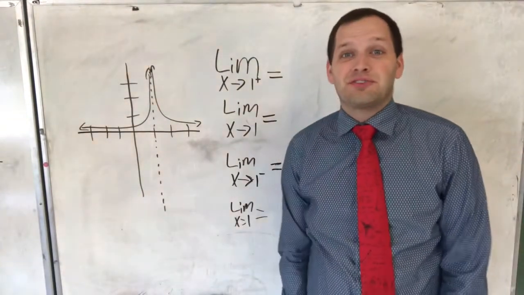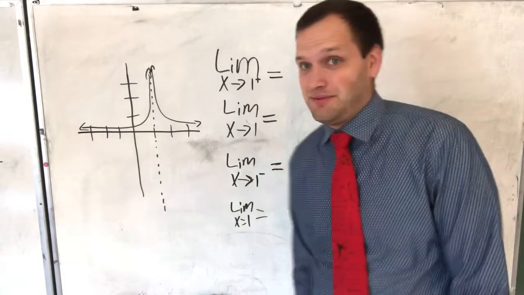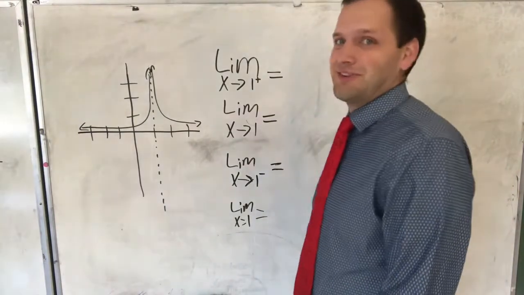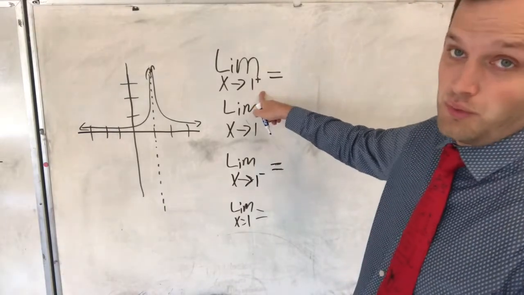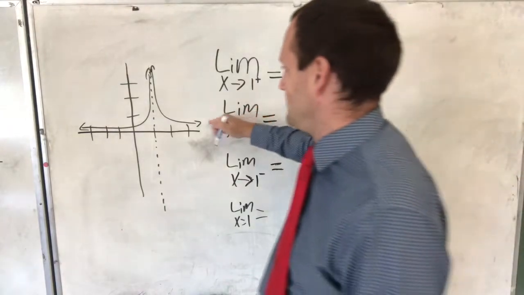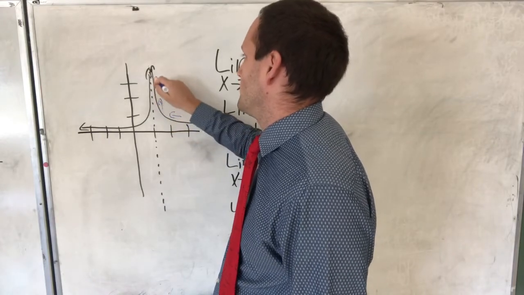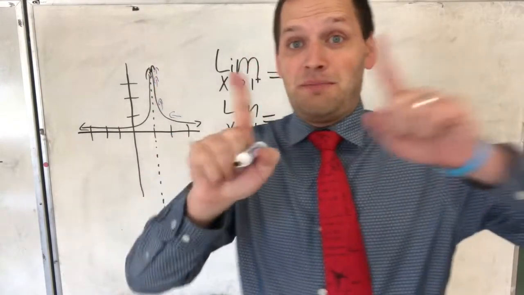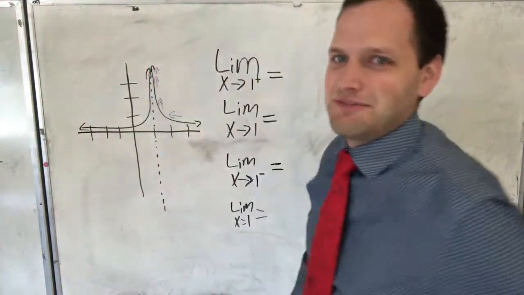Okay, I want you to go through and try this one on your own. What would the answer be for each of those 4 limits? All right, you should have your answer now. If you don't, pause the video. Okay, we're gonna check. Let's see here. We've got the limit as x approaches 1 from the positive side. Well, from the positive side, it's like we're going up, going up, up and up and up forever. That's infinity.